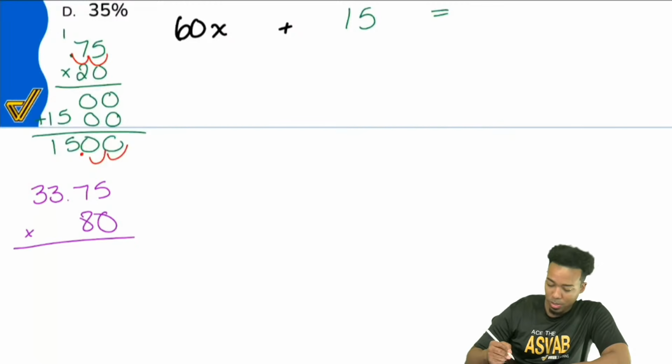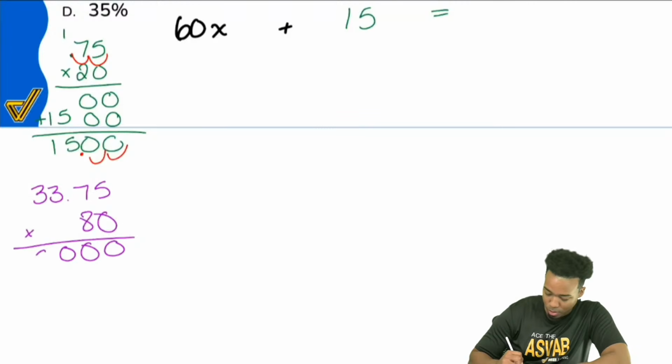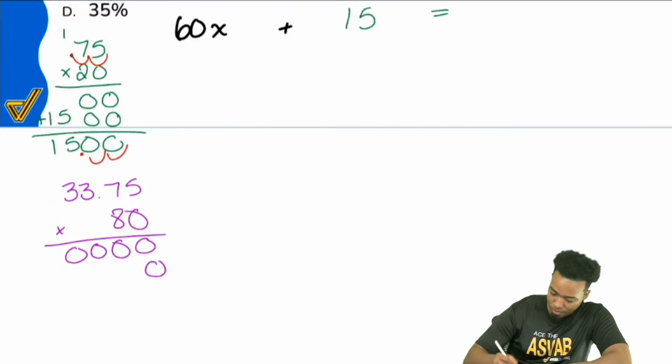Okay, so it's not as bad as you think because we have 5 times 0, 7 times 0, 3 times 0. So it's all going to be zeros for that first row. You're fine. It's the second row that you really have to be careful with. So let me just grab this and move it over.